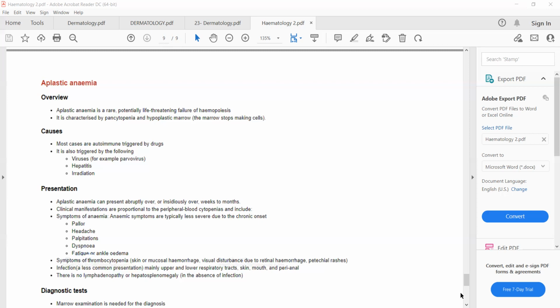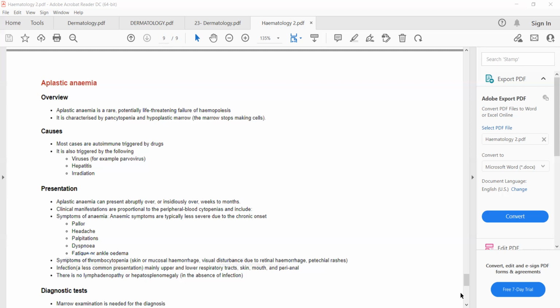or hypocellular bone marrow. These are the two diagnostic features for aplastic anemia, that is pancytopenia on a full blood count and hypocellular bone marrow on bone marrow biopsy. Bone marrow is usually replaced by fat cells.